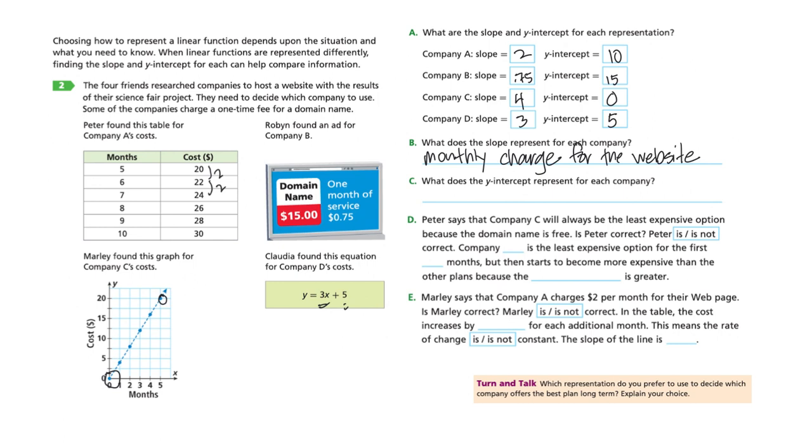What does the y-intercept represent? And that's the cost in dollars to buy the domain name. So some of them, like company C, they don't charge you an initial cost. It starts right at 0, but then they charge you $4 per month. So the y-intercept is the initial value or the cost to buy the domain name.